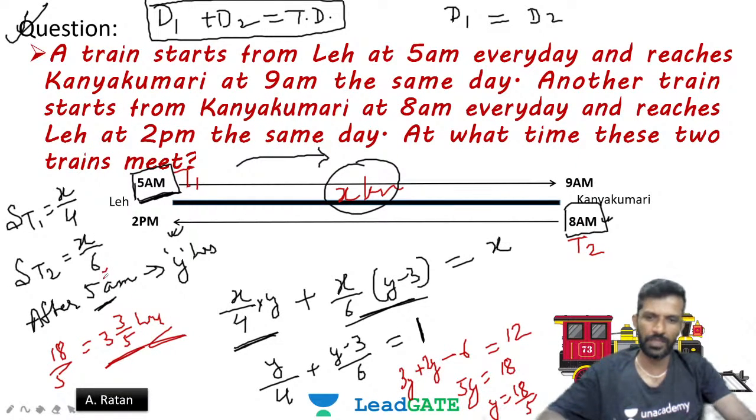This 3 and 3 by 5 hours is from where? From 5 o'clock. So from 5 o'clock just add 3 hours, and the time will be 8 o'clock. From 5 o'clock add 3 hours, it will be 8 o'clock. Again we have to add this 3 by 5 hours also.